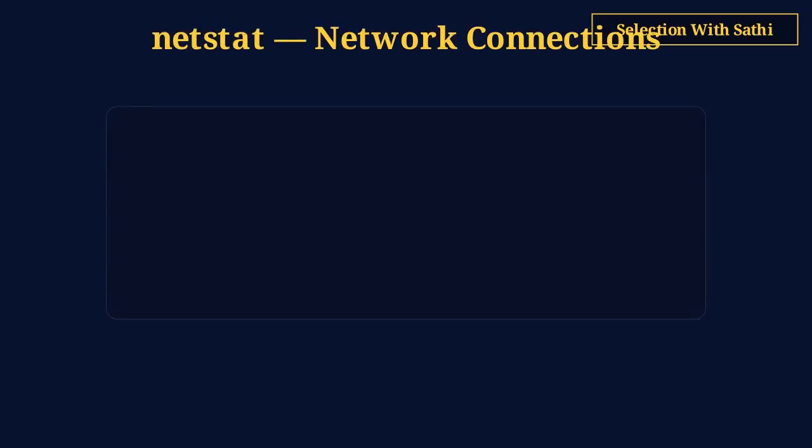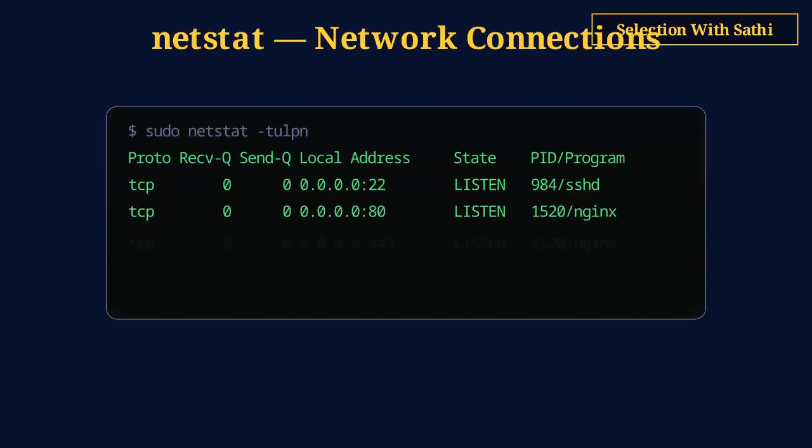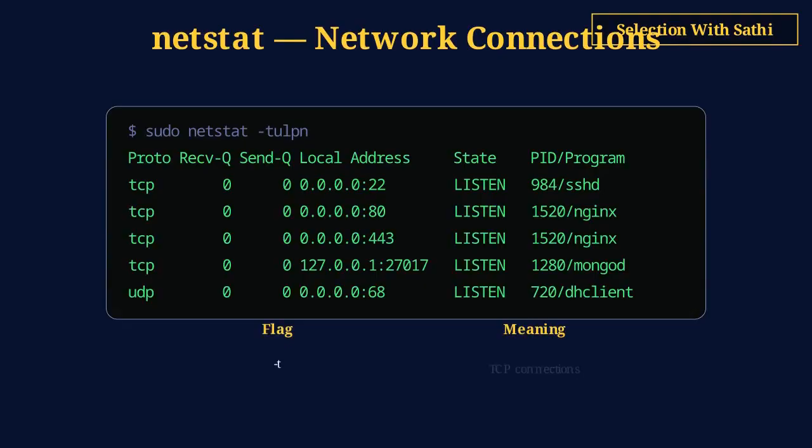Fourth concept: netstat and ss. These commands show network connections and listening ports. The most common usage is netstat -tulpn. -t for TCP, -u for UDP, -l for listening sockets only, -p to show the process name and PID, -n for numeric addresses which avoids slow DNS lookups.